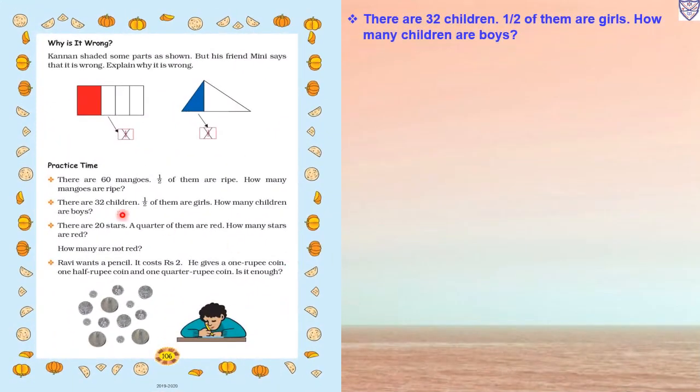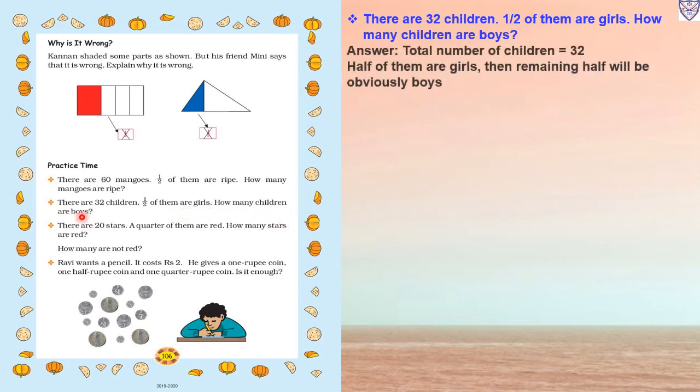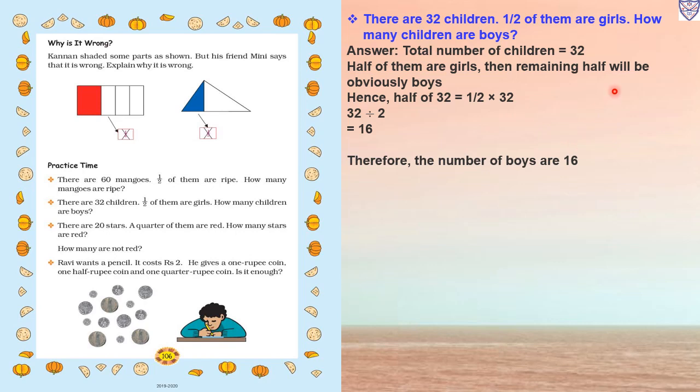Now next question, there are 32 children, half of them are girls. How many children are boys? So total 32 children and half of them are girls. So obviously half are boys. So 32 divided by 2, half multiplied by 32. Okay, so 32 ones are 32. 32 divided by 2. So 2 ones are 2. So 3 minus 2 we will get 1 and 2 we will carry down, it will become 12. So 2 6s are 12. So 16. Therefore the number of boys is 16.